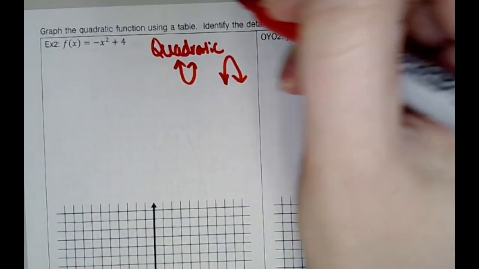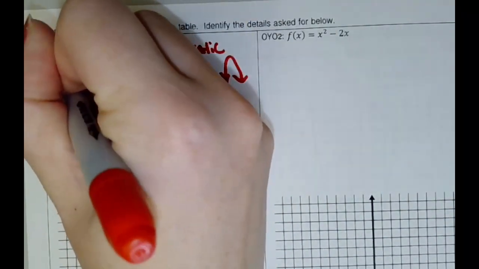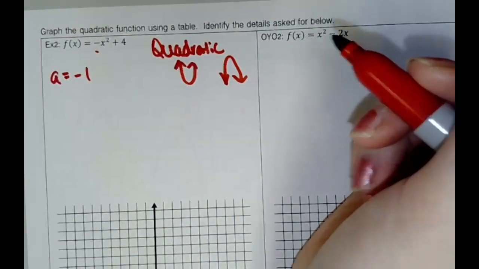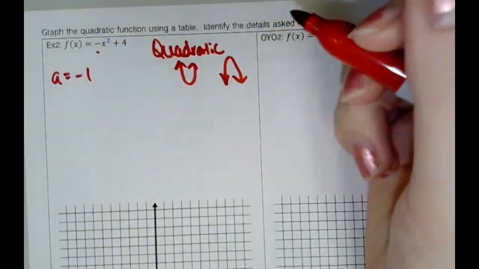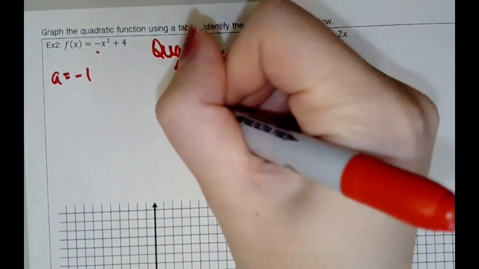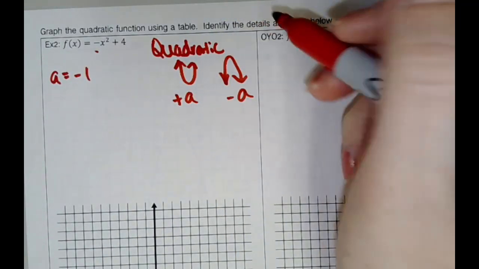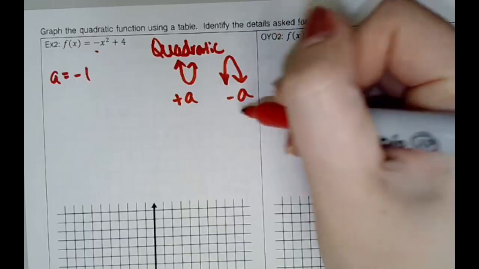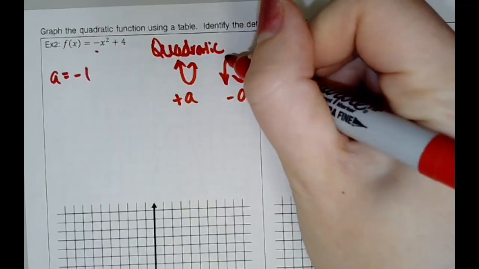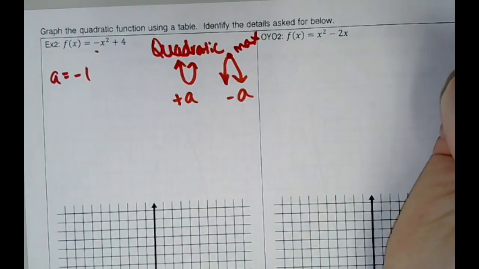To determine that, you always need to look at your a value. So in this case, a is -1. Remember, negative a values cause a reflection, so that means my parabola is going to open down. Positive a would open up. So I'm already envisioning, hey, my parabola is going to open down, which means it's going to have a maximum for my vertex.